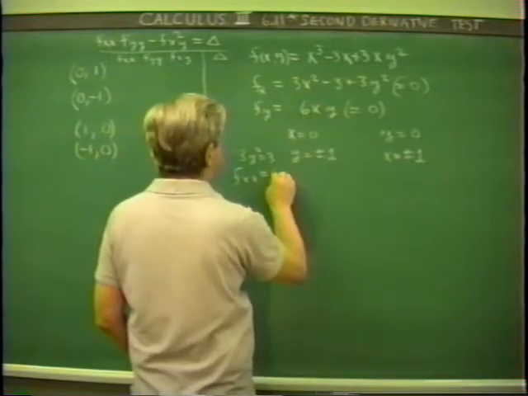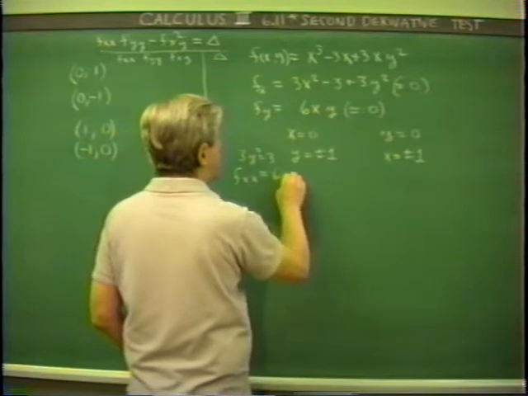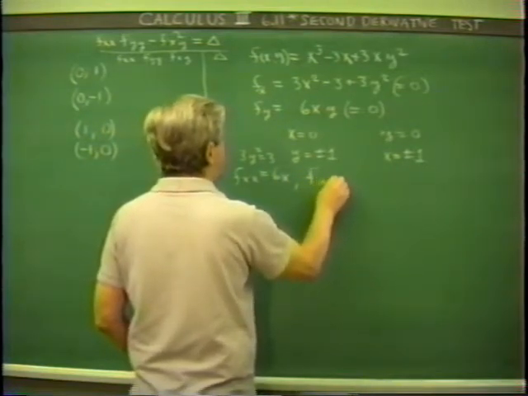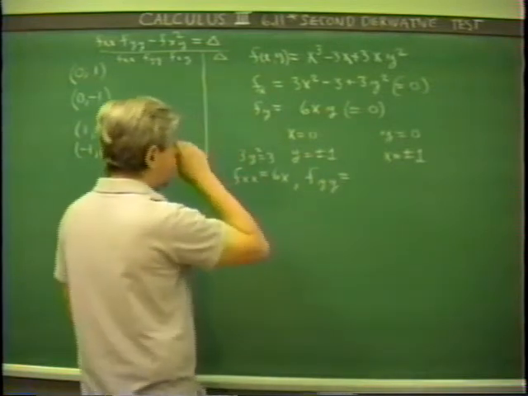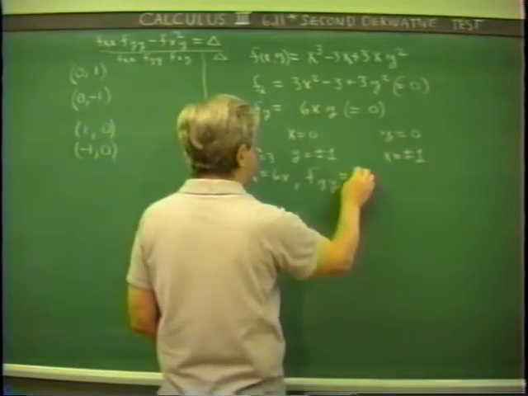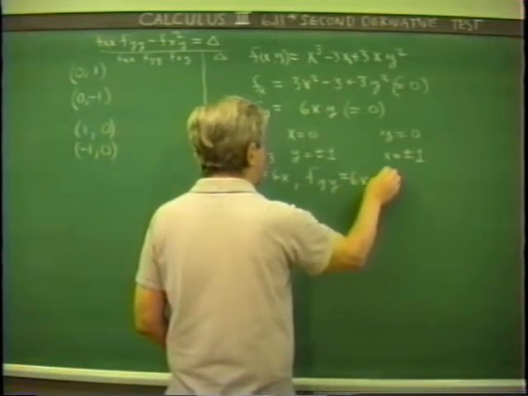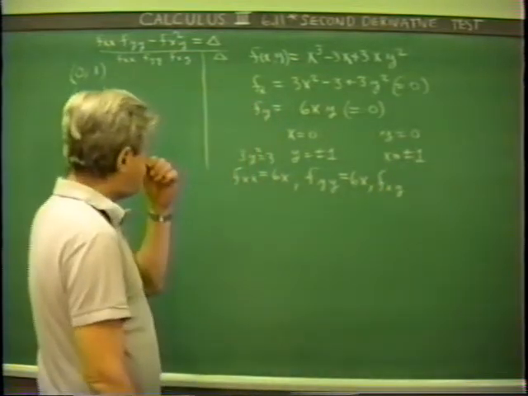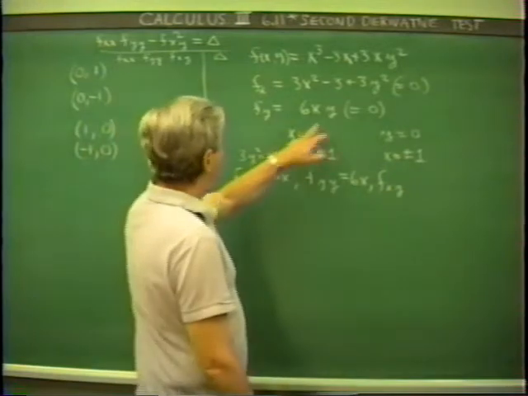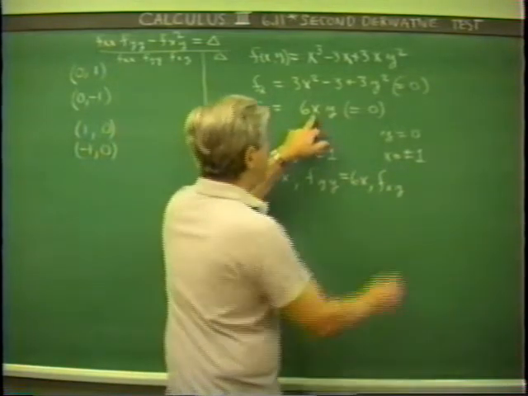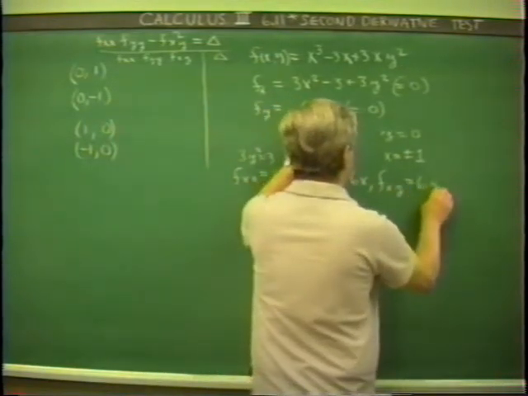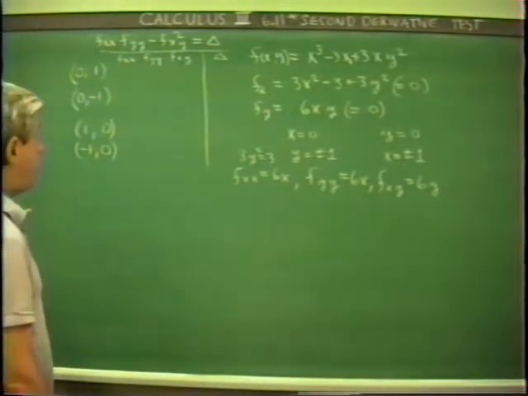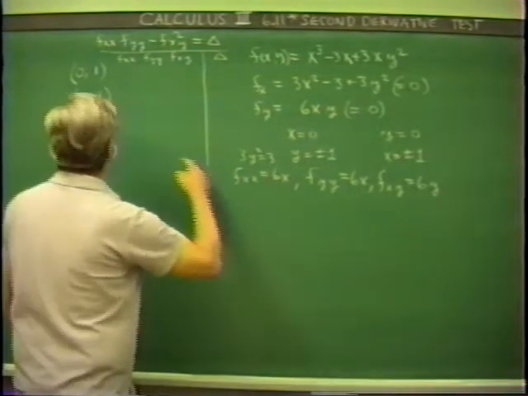The partial with respect to x and then with respect to x here is going to be equal to 6x. The partial with respect to y and then with respect to y is going to be equal to, take the partial with respect to y, it's also 6x. The partial with respect to x and then with respect to y, or y and then with respect to x, is going to be 6y.